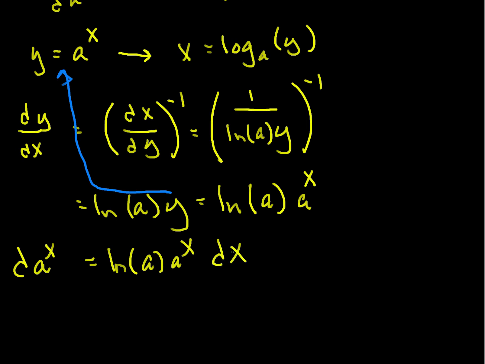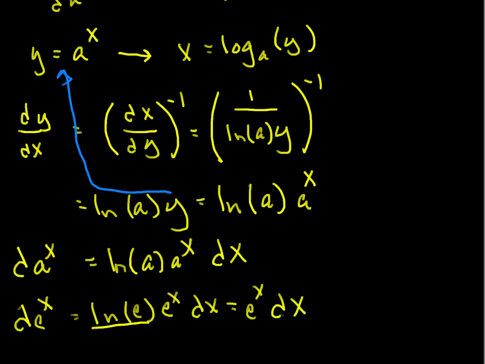And for the most famous base, e, we can compute it: d e to the x is equal to the natural log of e times e to the x dx. But the natural log of e is 1, and so it's simply e to the x dx. All right, that establishes our differential rules for logarithms and exponentials. In the next video, we'll run through a number of exercises in which we compute derivatives of logarithms, exponentials, and trigonometric functions.